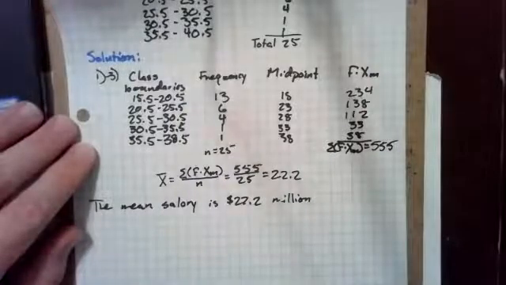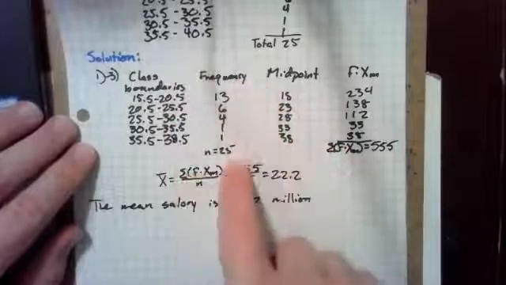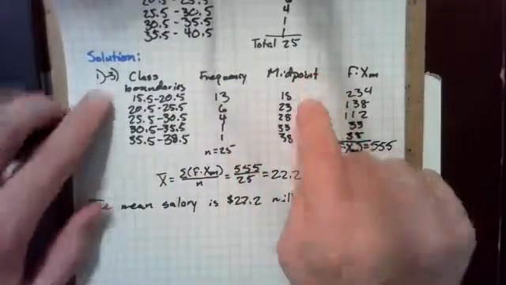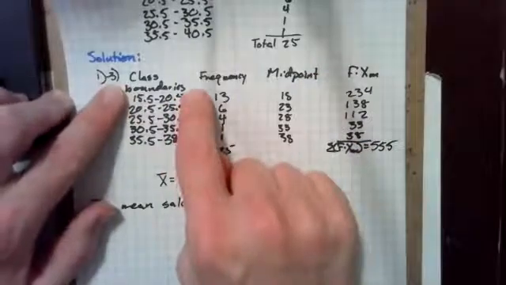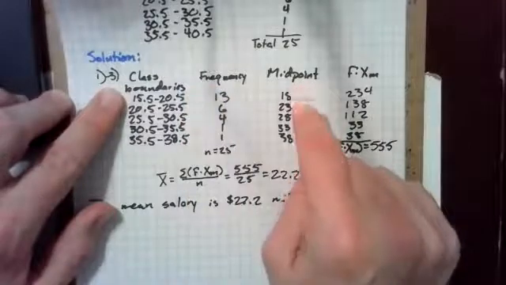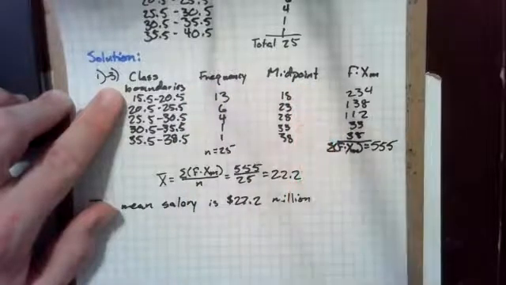Then we're going to build our table. I've done steps 1 through 3 all together. I've got my class boundaries and my frequencies. They still add up to 25. I find my midpoints by taking the averages of the endpoints of the class boundaries. Those are going up by 5, starting with 18. So 18, 23, 28, 33, 38.